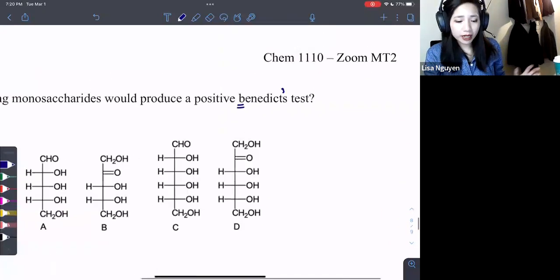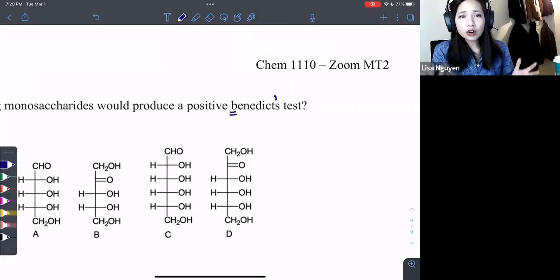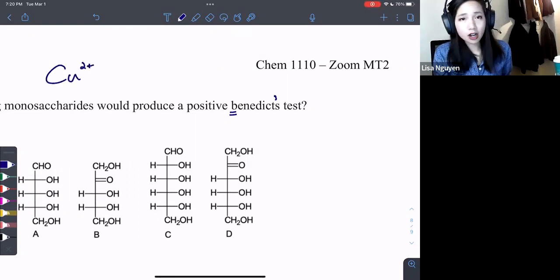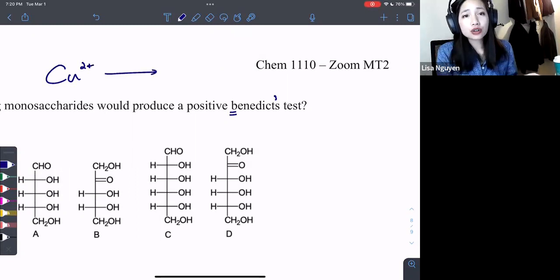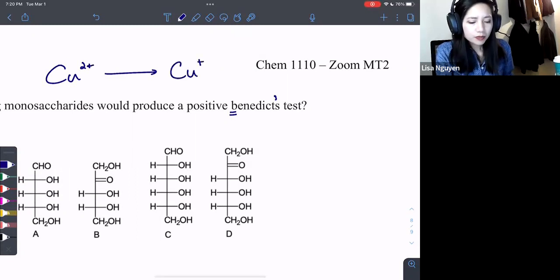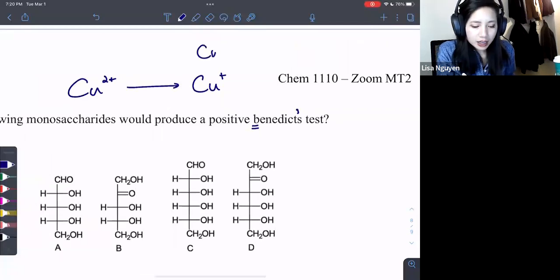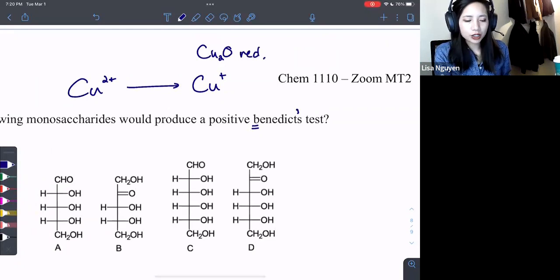So the idea of a Benedict's test, this is what I showed in class, is we started with a blue solution. That blue solution, the reason it was blue was copper plus. And so when we introduce a sugar to it and it reacts positively, what happens is we get that brick red compound. What that is, is copper plus in the form of copper oxide. So that's that brick red solid that we saw. So we see copper in this reaction.